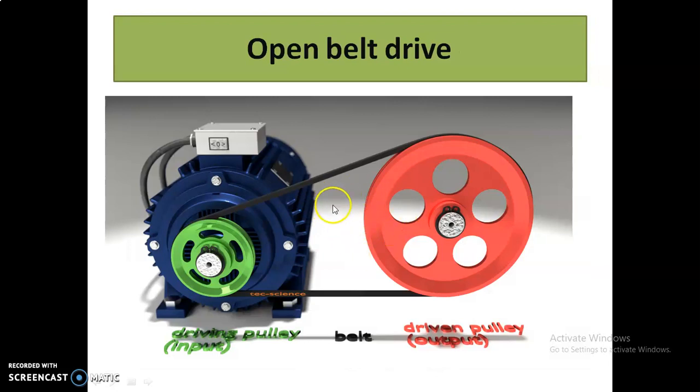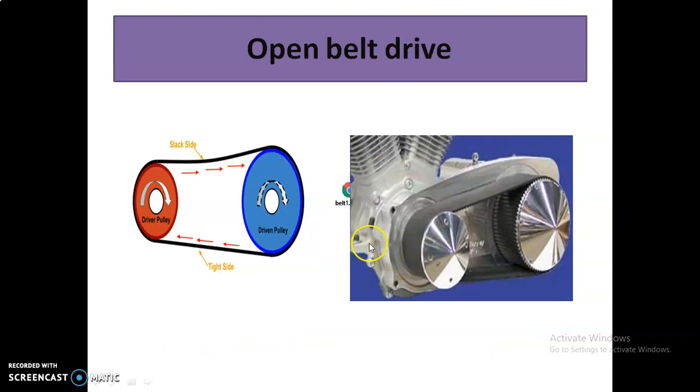Next, this is a diagram for the open belt drive. So this is a driver pulley and this is a driven pulley. This is the source that we have, that is a driver pulley. So this is a driver pulley and this is a driven pulley. So this is our belt, open belt drive. So this is another example for the open belt drive. So driver pulley, driven pulley.